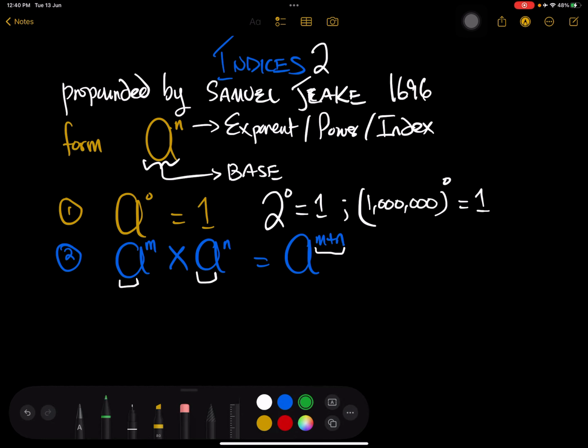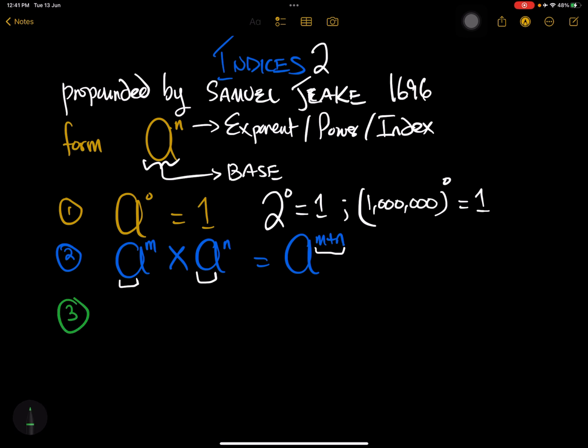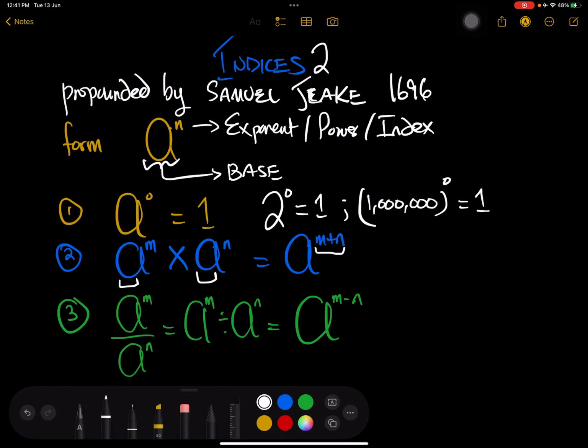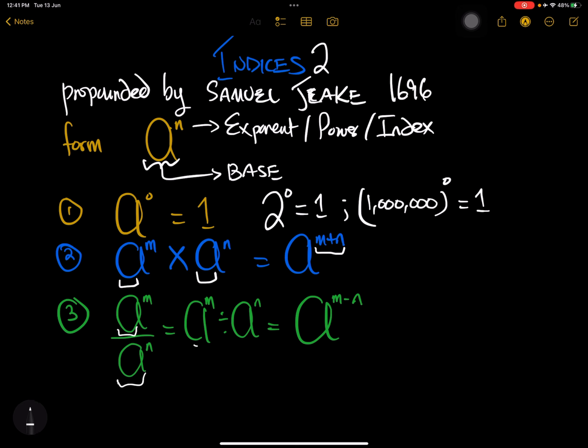Now, the third law, we said that if you have something of the form a to the power of m divided by a to the power of n, whether it's in fraction form or written this way, it is equivalent to a to the power of m minus n. We're saying that if the bases are the same and the mathematical operator is division, then we subtract their indices. If you are multiplying, you add their indices.